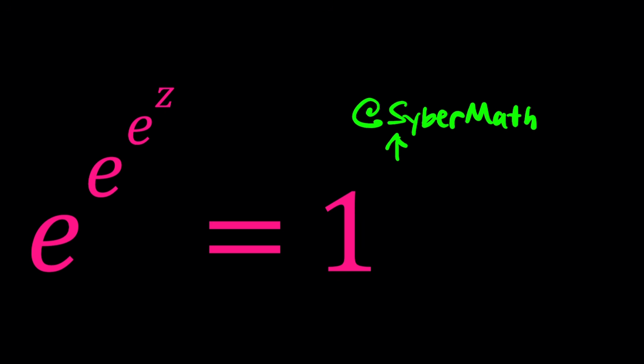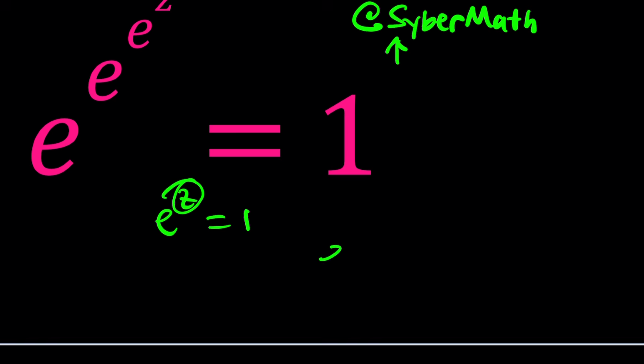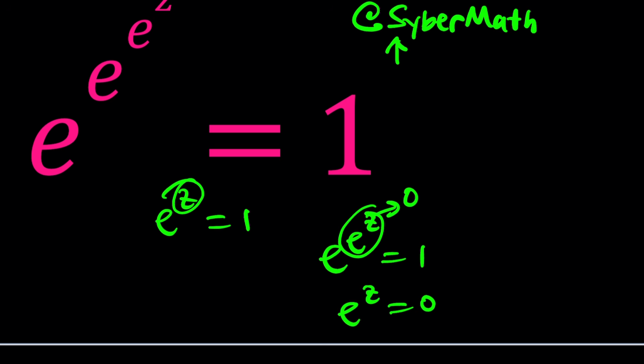It's not like e to the z equals 1, right? Because that would mean z equals 0. What about e to the z equals 0? I think we've done this problem before. Would this mean e to the power z is equal to 0? That's impossible even with complex numbers, because e to the power something can never be 0. Make sense? I hope it does. If not, let me know.